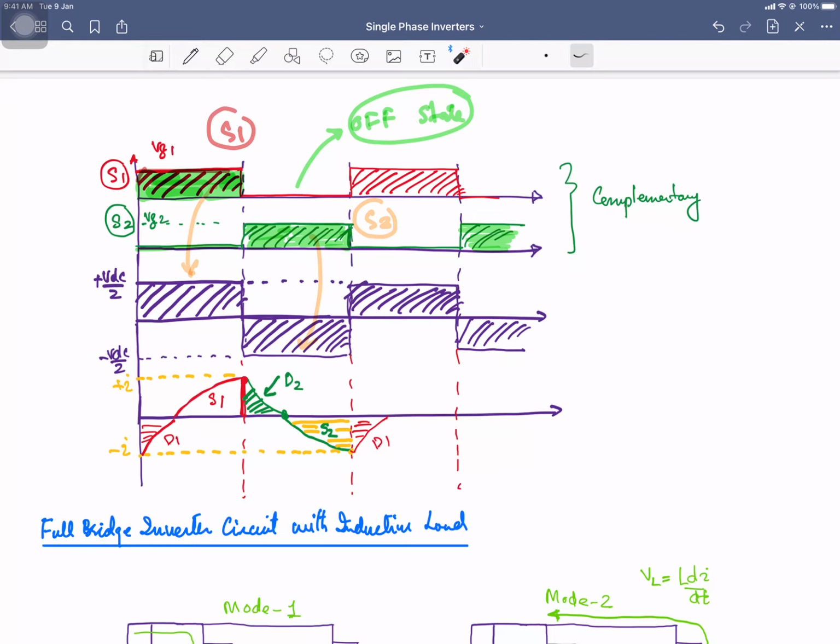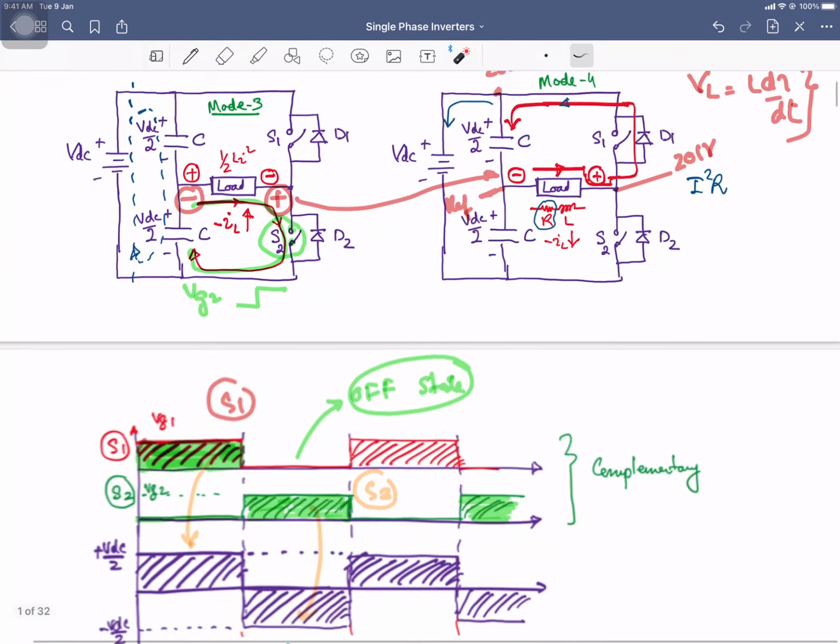So when you are going to turn on the other switch, the load voltage is going to become negative, and the inductor is going to act as the source. So the energy of the inductor will be dissipated through the diode D2, and then the current will start building up in the opposite direction, and the switch S2 will be conducting. Over here the current becomes 0. Now you can develop the current in the opposite direction.